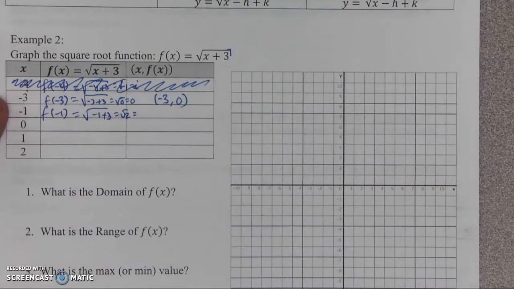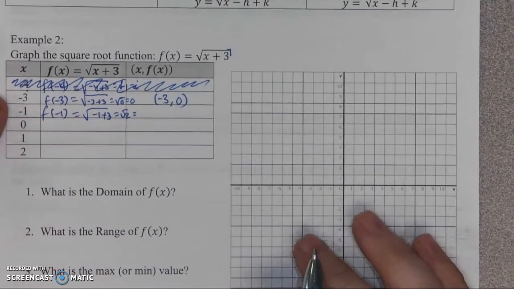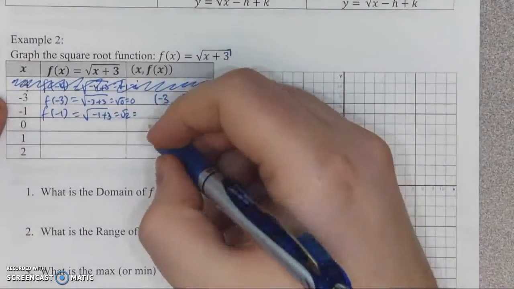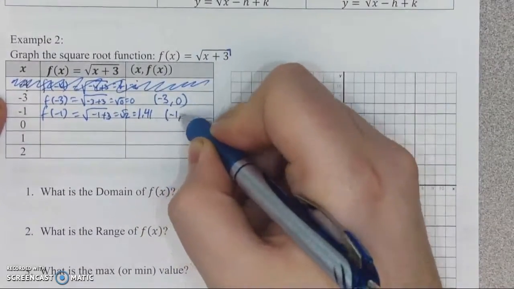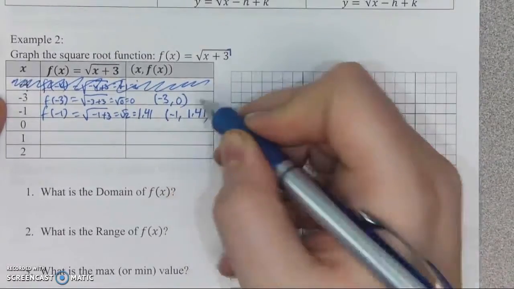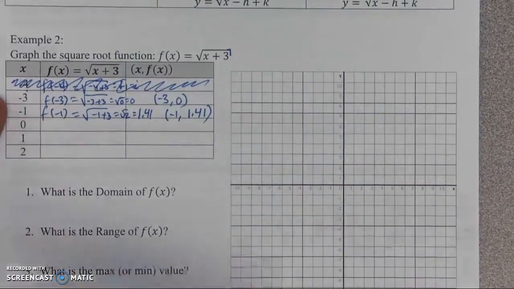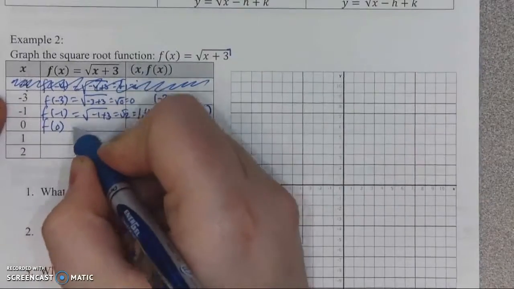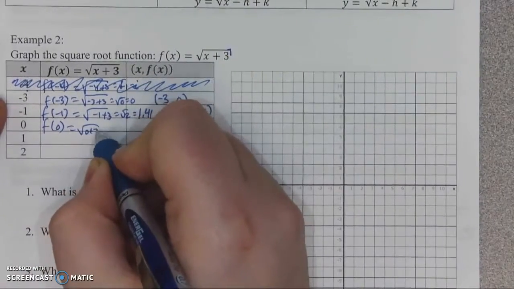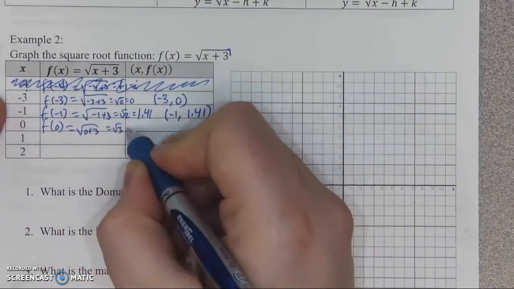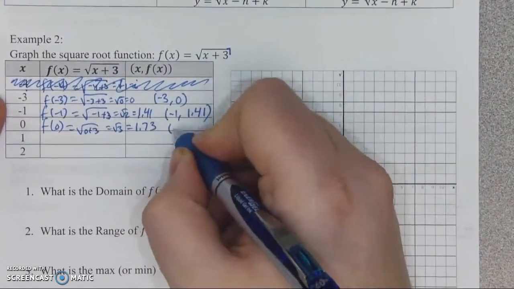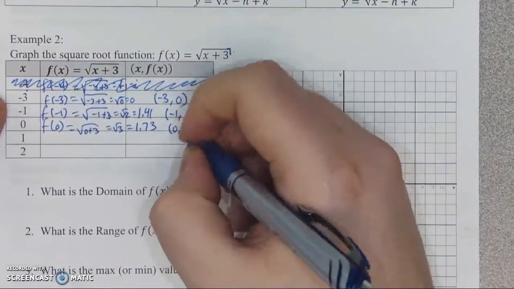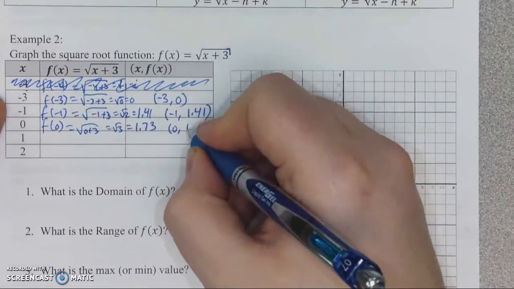2 is not a perfect square. You get about 1.41 here. This will be the point negative 1 comma 1.41. You could plug in f of 0. The square root of 0 plus 3, that's just the square root of 3. If you did that in the calculator, you would get about 1.73. So this would be the point 0 comma 1.73.